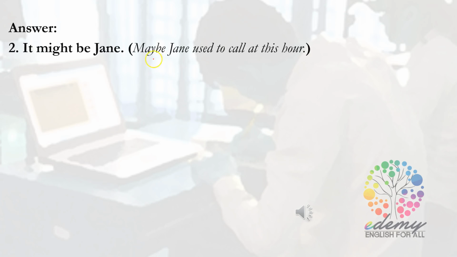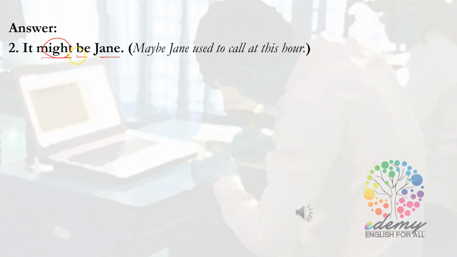Second one, we have "your phone is ringing", and the words that we have are "might" and "Jane". So the answer is "it might be Jane". We use might plus be and Jane. Why do we use might here? Why don't we use must? Why should it be might?